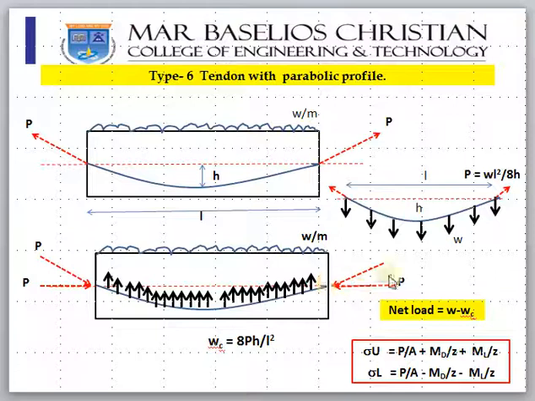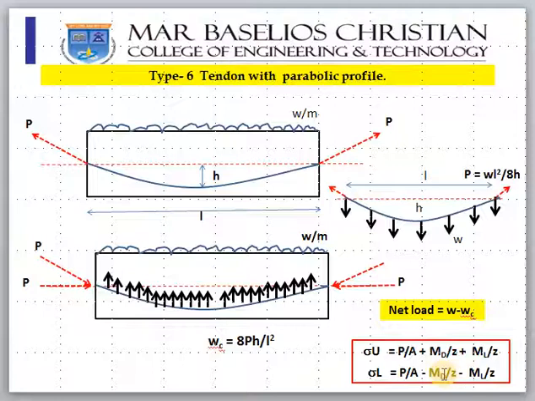So because of the prestressing force, the force on the cable which is acting in the opposite direction is 8PH by L square. So the net load, because W is acting downward and this 8PH by L square is acting upward, the net load which will cause bending moment is W minus WC. So this is the load we should use for finding bending moment, WL square by 8. Are you getting me?